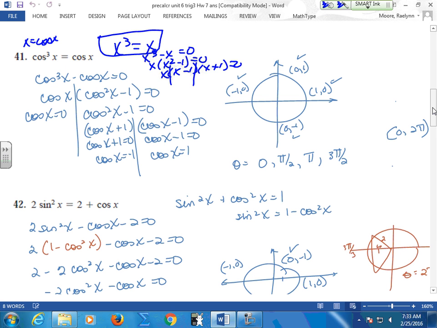You don't have to do it that way. You can certainly do it like this. Take the square root. Absolutely fine. Either way you do it.